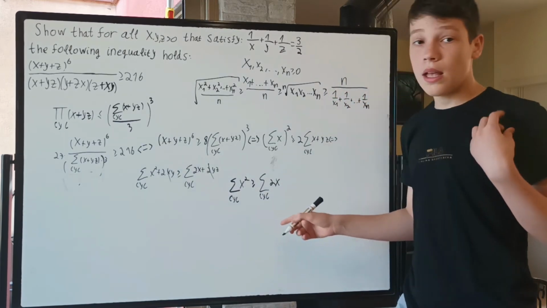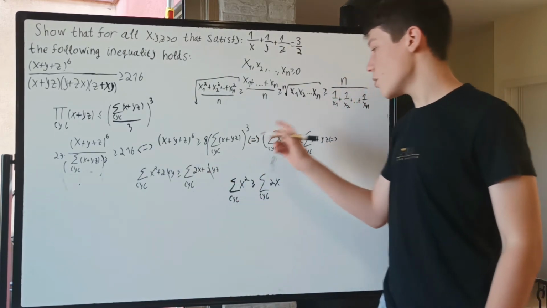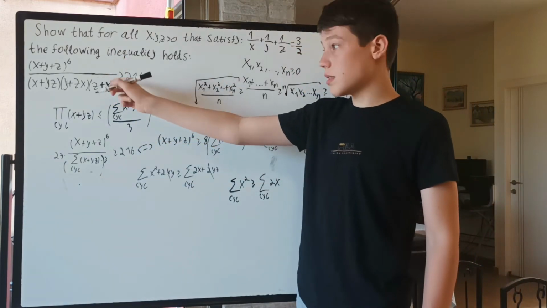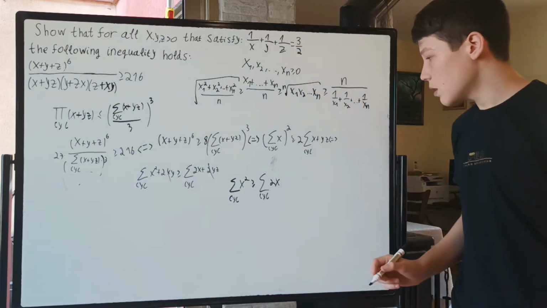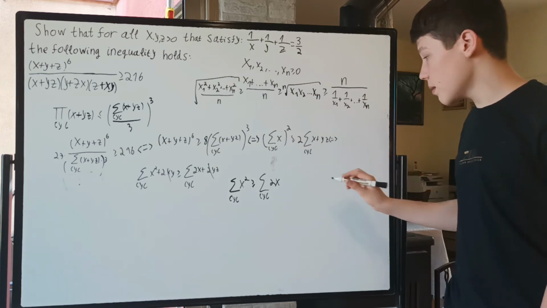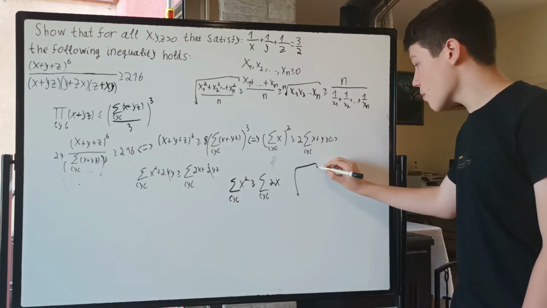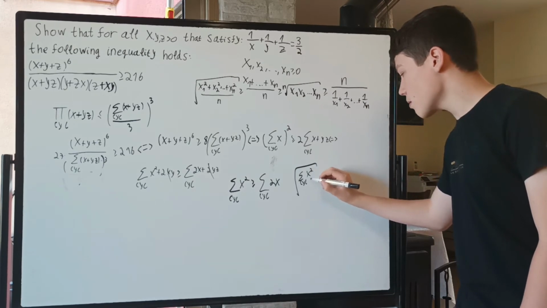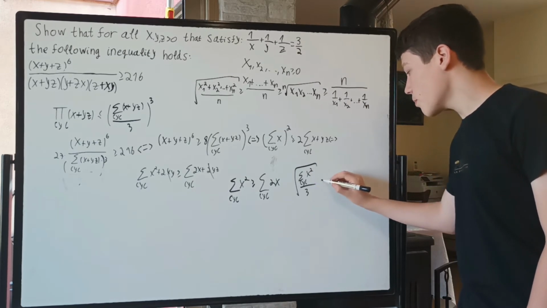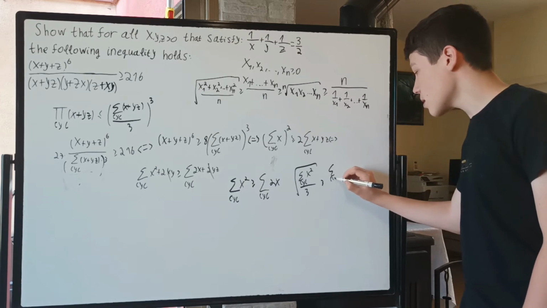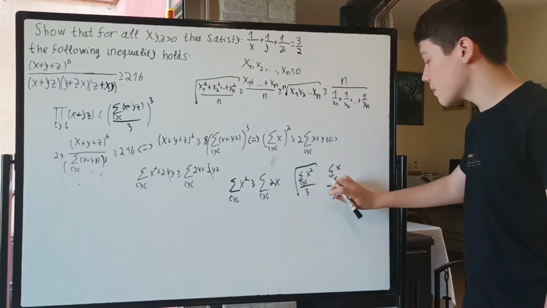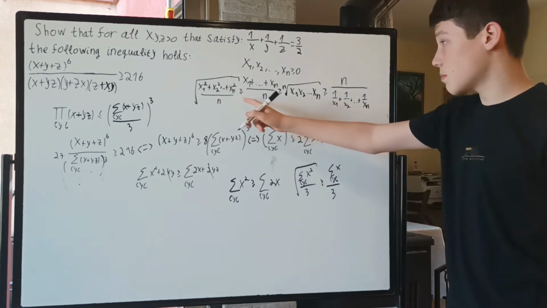Right? If this is true, then this is true, and this is true, this is true, this is true, and then this is true. So I know one thing, and that is that the square root of the cyclic sum of x squared divided by 3 is bigger than or equal than the cyclic sum of x divided by 3, right? This is just this inequality.